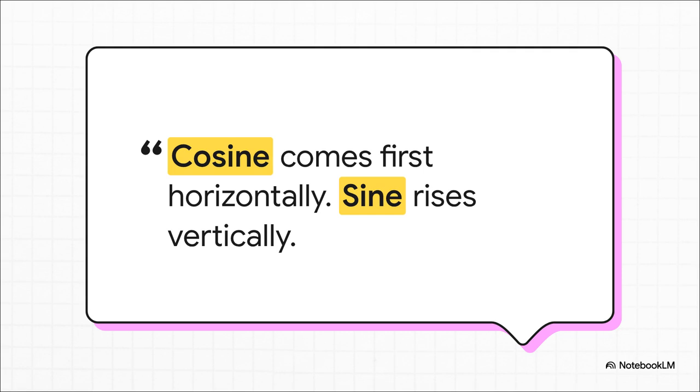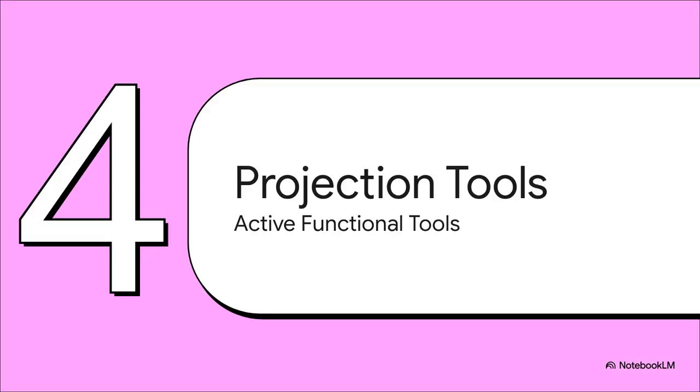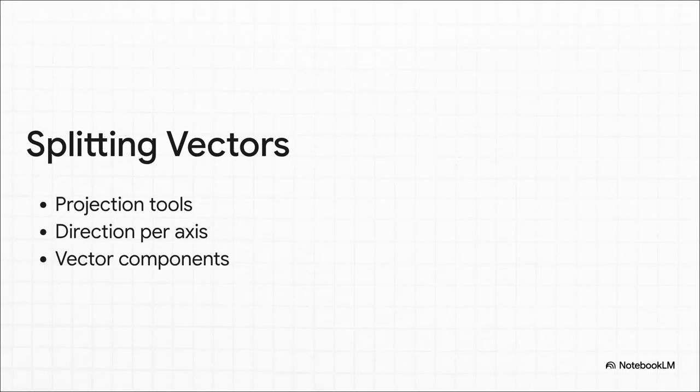Cosine lays the flat groundwork. It's the horizon. It comes first. Sine is what stands up on top of it. It rises vertically. Section 4. Sine and cosine as projections. Active functional tools. Think of sine and cosine as projection tools.